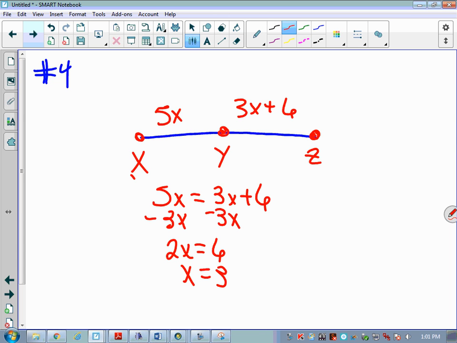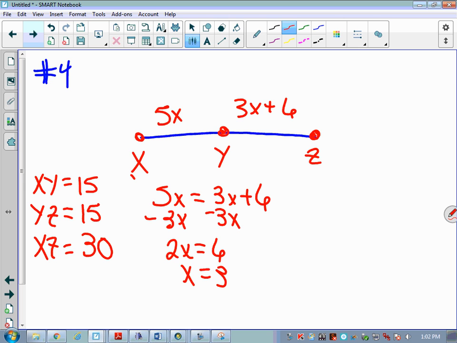So be careful that you don't just go down, hit 3, enter. Okay? All right, so xy is what? 15. Now, do I have to do a whole lot of math to figure out yz? Do I need to type in 3 times 3 plus 6? No, because yz is the same, right? 15. But we do want xz, which shouldn't take a whole lot of work because it's going to be 30. 15 and 15 is 30.